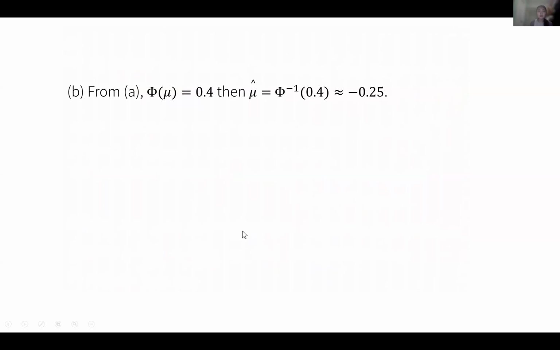And for problem B, from A, we know that phi(mu) equals 0.4. Then the estimator of mu equals the inverse function of phi at 0.4. And we can check which is about equal to this. So we are done with problem 2 here.